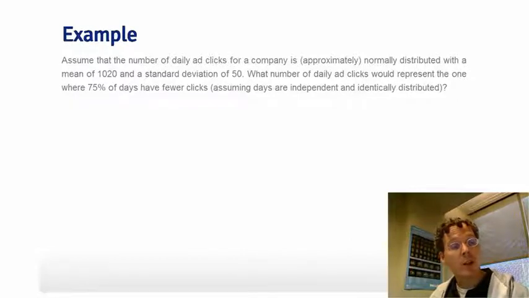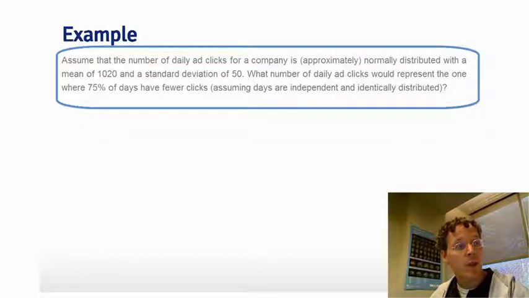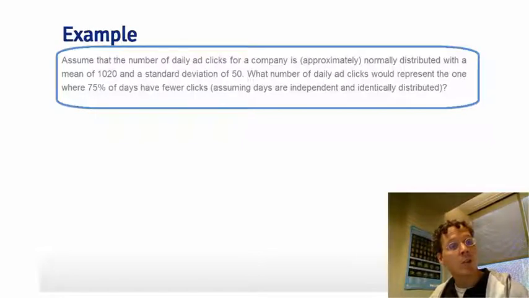Let's do a similar quantile calculation. Assume that the number of daily ad clicks for this company is approximately normally distributed with a mean of 1,020 and a standard deviation of 50. What number of daily ad clicks would represent the one where 75% have fewer clicks? And again, we're going to assume that days are a random sample from a population of days. They're an IID sample, so we're not going to be concerned about whether one day being close to another day is going to be more correlated, or whether weekend days have more or fewer clicks than weekdays, or any of these other intricacies that we'll learn later on in the class how to deal with better.